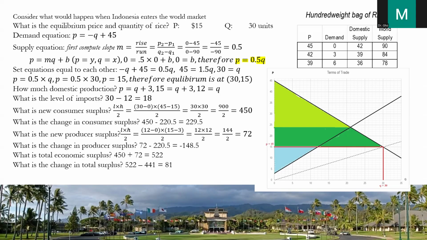At a price of $15, you'll have fewer sellers that are willing to sell things. $15 intersects a supply curve at about 12 units.